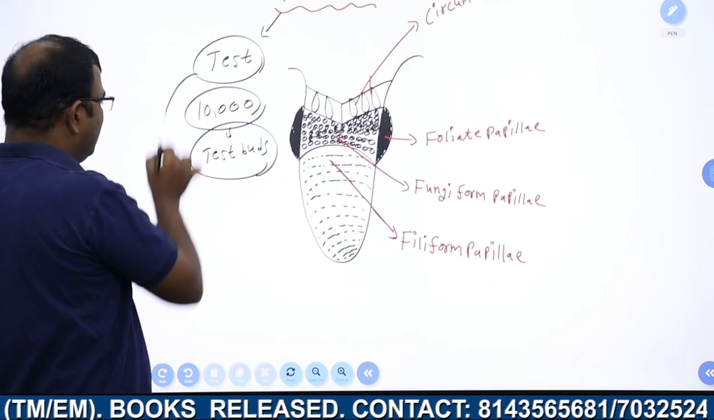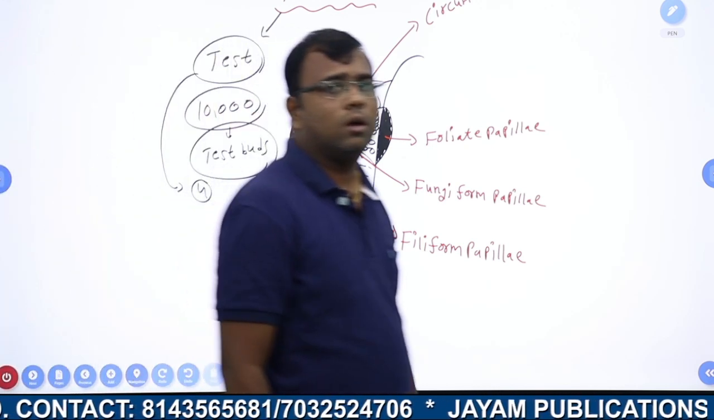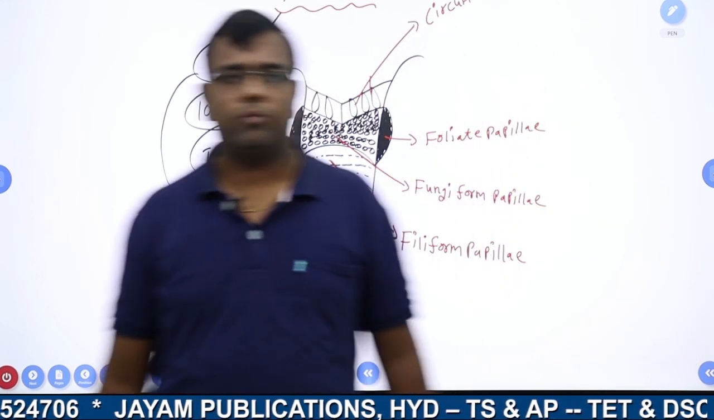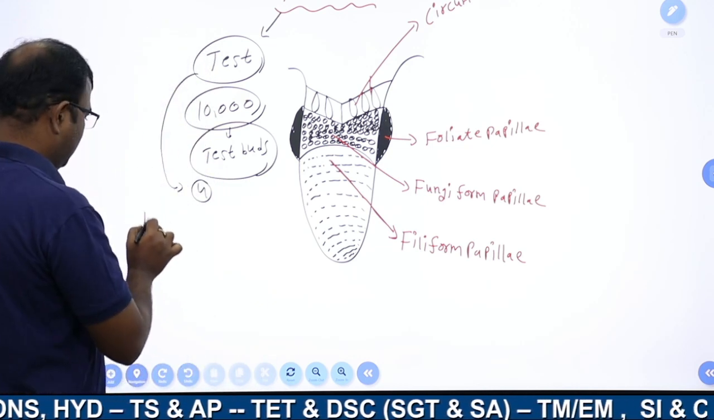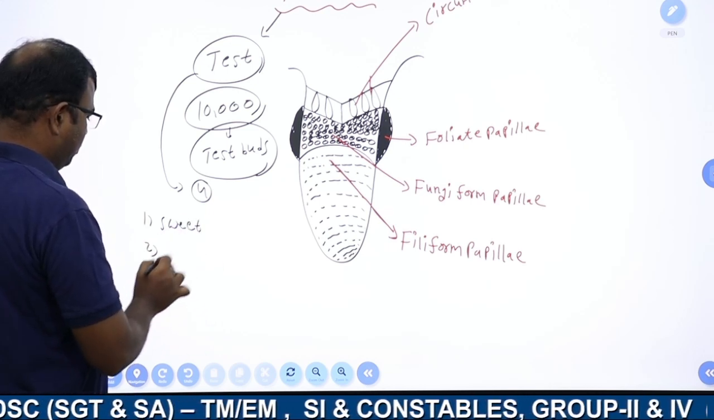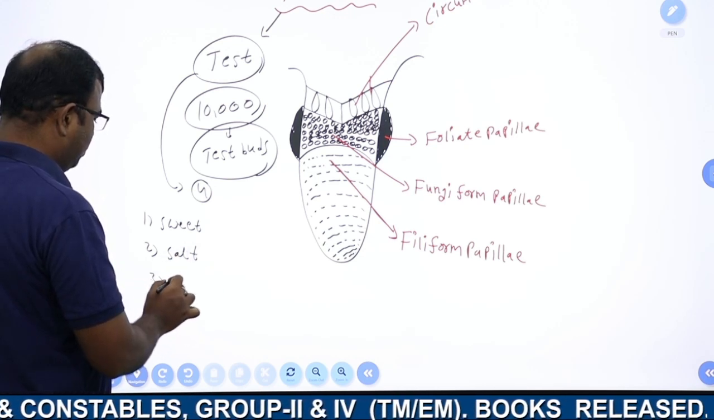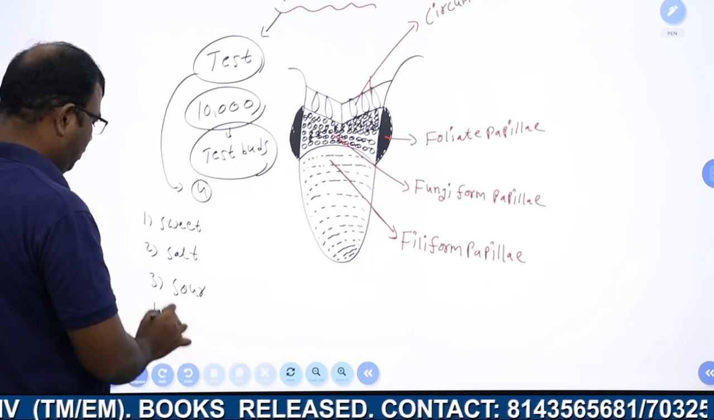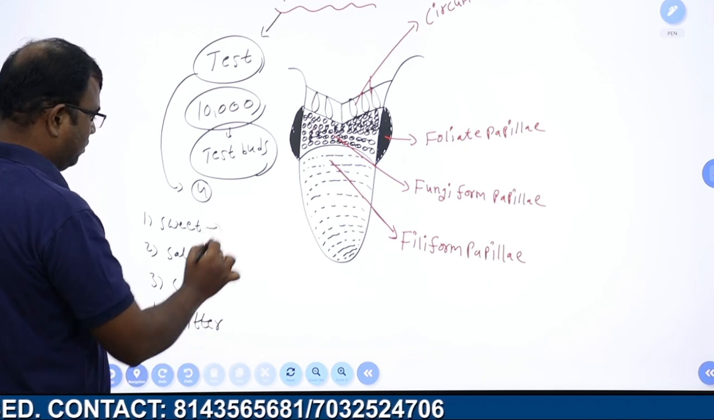The taste is divided into 4 types. The first one is sweet. The second one is salt. The third one is sour. The fourth one is bitter.